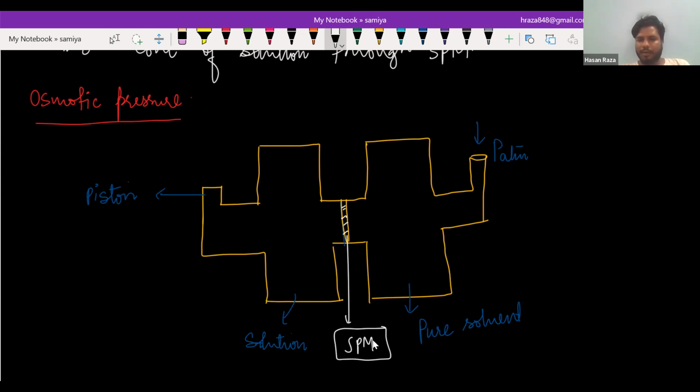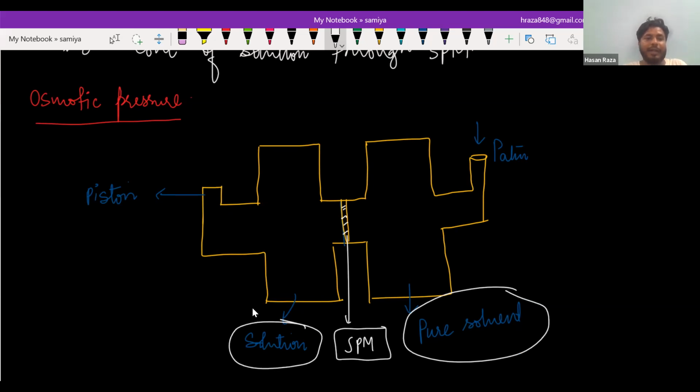Can you tell me whether the solvent will go from pure solvent to solution or solution to solvent side? See, whenever we go for direction, we see where there is higher concentration of solvent, the direction will be from higher concentration of solvent to lower concentration of solvent. Since it is pure solvent on the right hand side, that means only solvent is present, and on the left hand side there is solute and solvent both. So where will the concentration of solvent be higher, on the right hand side or on the left hand side?